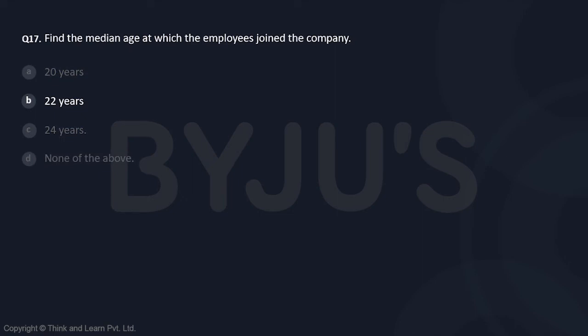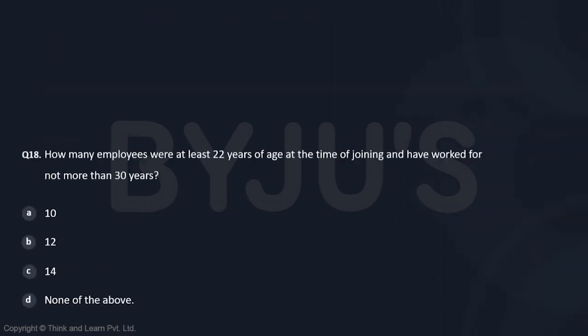So if you understand the median, you'll be getting your answer correctly as option B. That is the only trick to this.